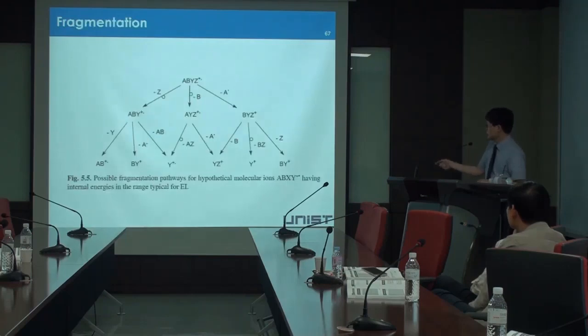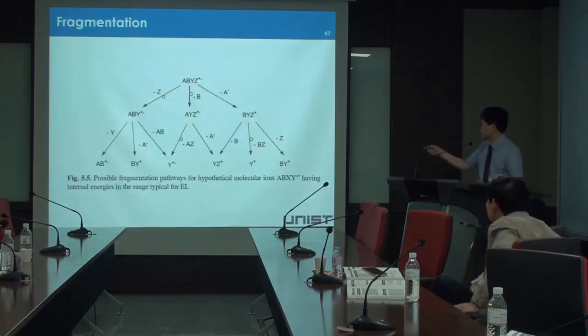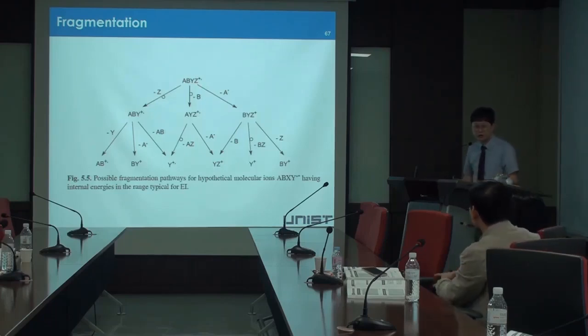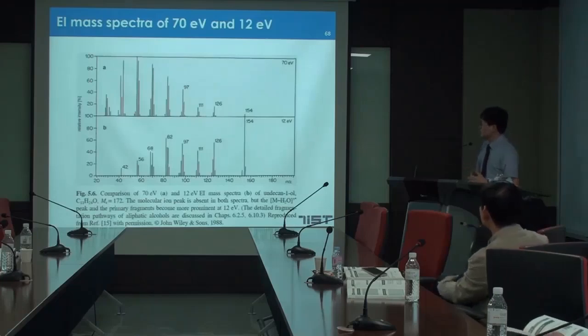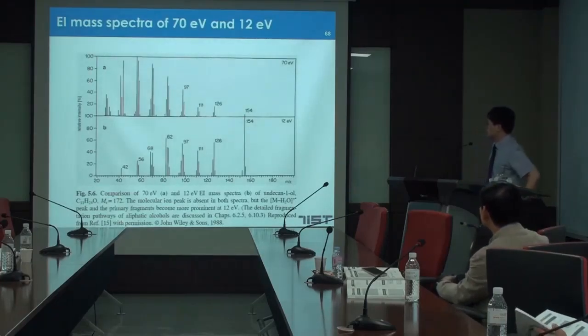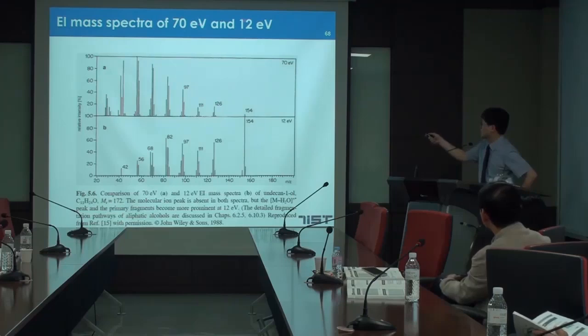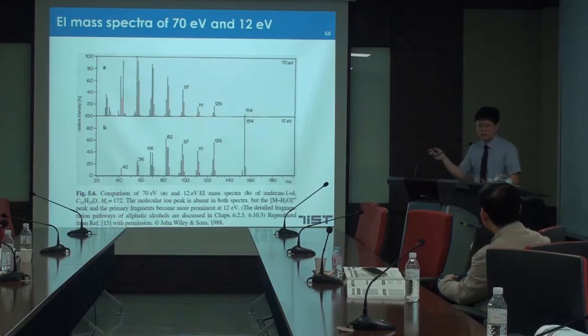So this is more as a combination. A, B, Y, Z, G become this kind of fragmentation ions. So this is an example of an EI mass spectrum at 17 electron volt potential. This is the power of electron ionization. So this is a general option, 17 electron volts.